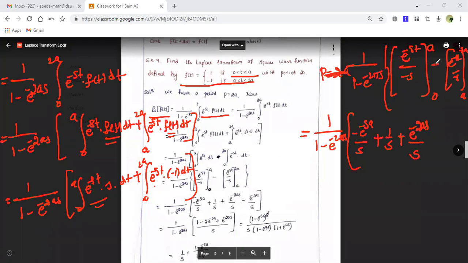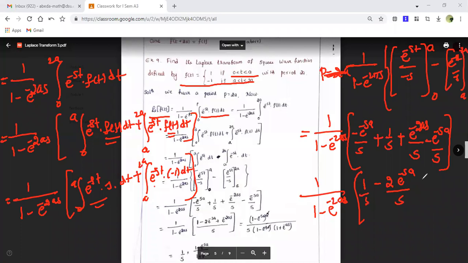And minus, plus one more minus of the lower integral, that will become minus a to the power minus sa upon s. So this is what we will get for both the upper limit and lower limit. Now just check if anything can be cancelled; if not, no problem. We can write this as 1 upon 1 minus e to the power 2as. This is e to the power minus sa, e to the power minus sa is 2 times. So just write the first one, 1 minus 2 times e to the power minus sa upon s, and again upon s, then plus e to the power minus 2as upon s.